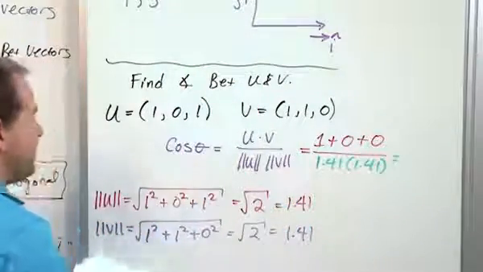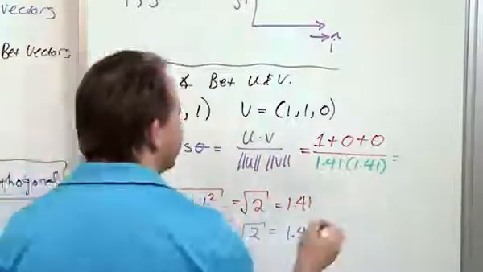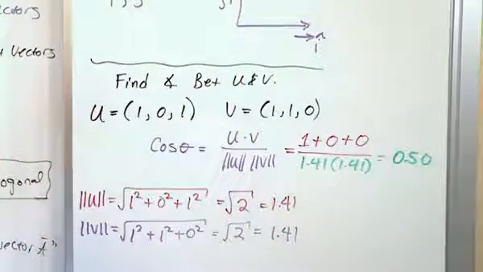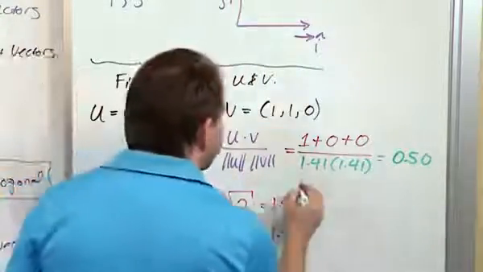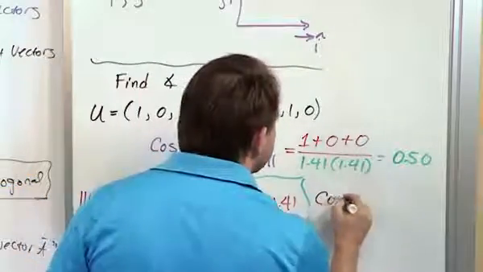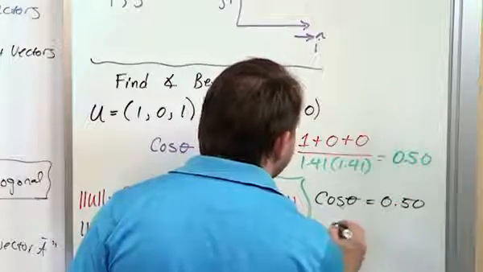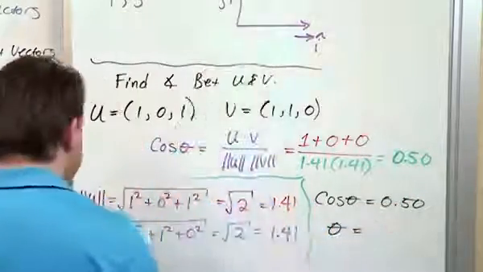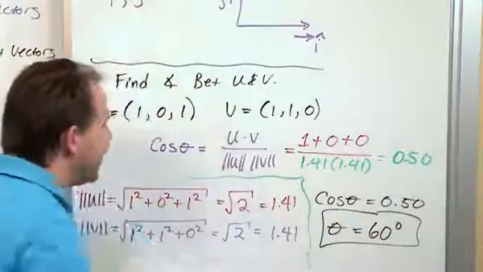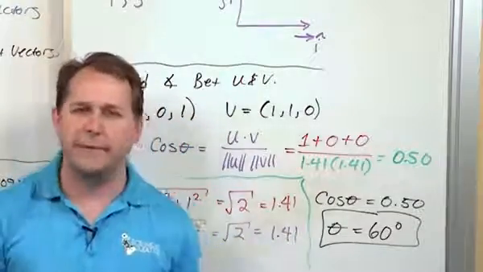So what we end up getting is 1 divided by these two guys multiplied together. We're going to end up with 0.50, or pretty darn close to 0.50. So what we have figured out as a result of this is that the cosine of the angle between these vectors is 0.50. And so the angle, whenever you take the inverse cosine of that, you're going to get 60 degrees. Now you would never be able to figure out by looking at this that the angle between these vectors is 60 degrees. You're just not going to be able to visualize that.